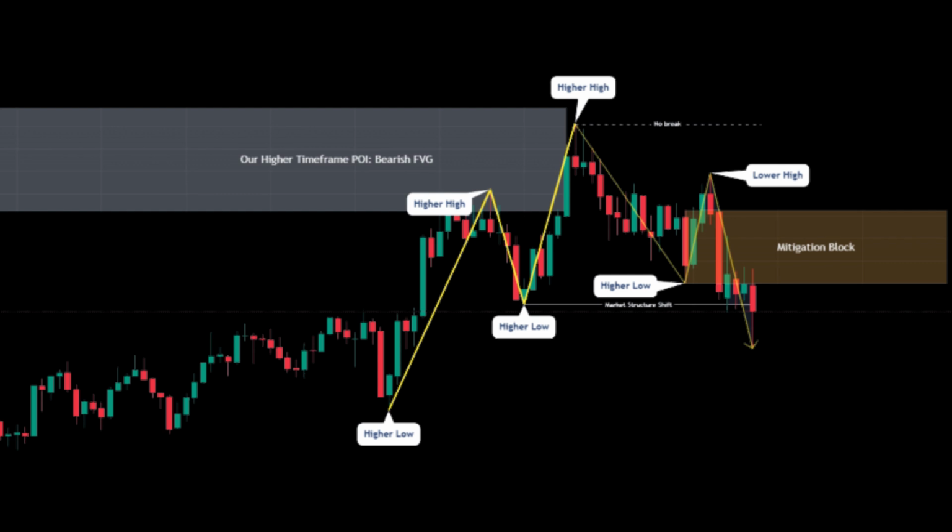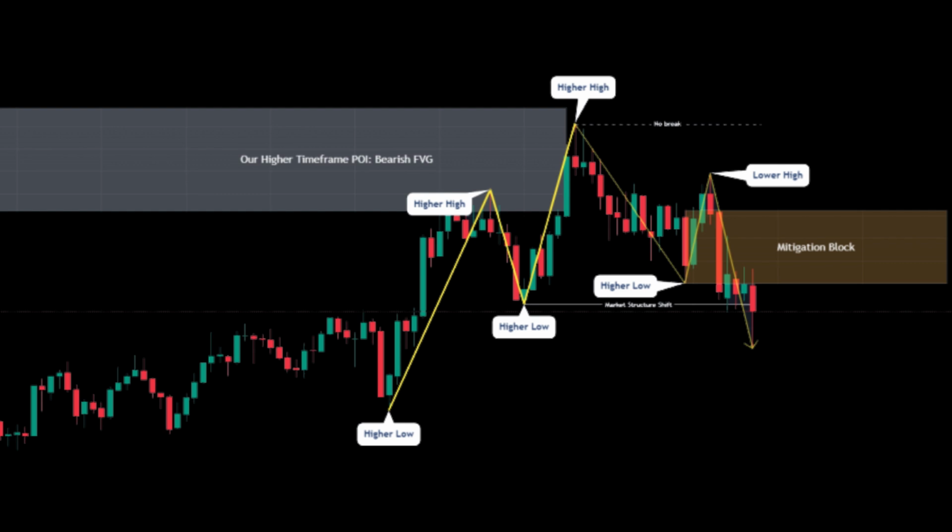Note the order for a bearish mitigation block. You want to see a new higher low after your most recent high, your higher high, and this higher low must fail to create a new higher high. The price will then fall to break this previous low, leaving a new lower high behind.